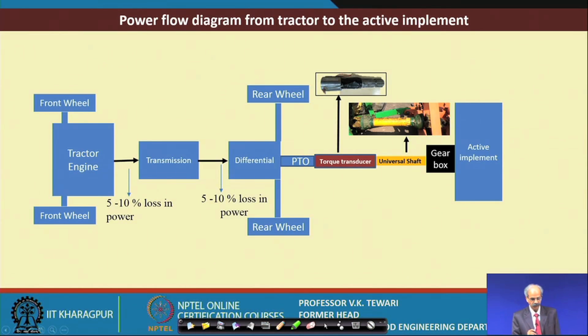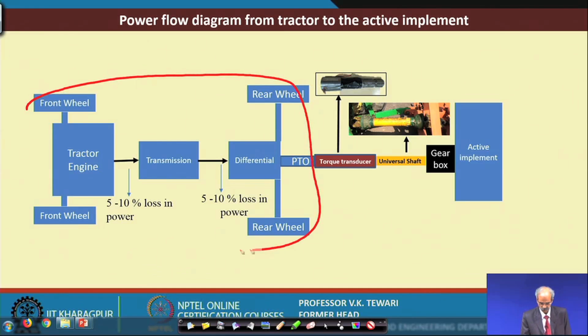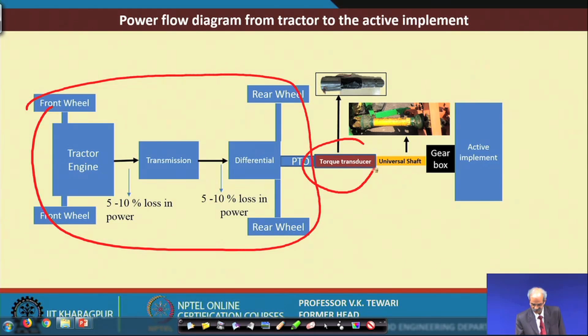So, the power flow diagram from tractor to the active implement. Now, where it is, in fact, this has to be fixed onto the tractor. You can see that this portion is well known to you, and then the PTO is here. The torque transducer is this. This is the torque transducer at this location, which has to be fitted particularly because we are talking with respect to a PTO torque.